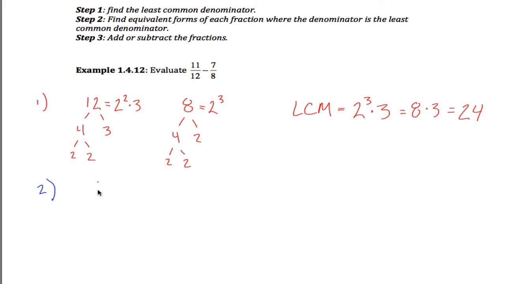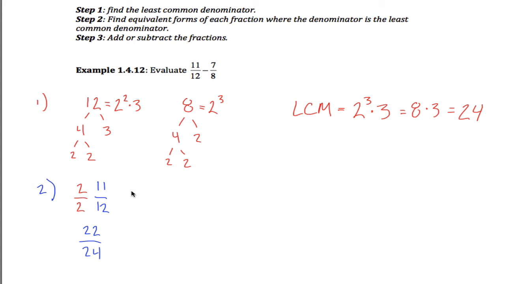In other words, I start out with 11/12. I don't want 11/12. I want the denominator to be 24. What I'm missing to make this 12 a 24 is a 2. In other words, I want to multiply 11/12 by 2 divided by 2, because what that will give me is 22 over 24.